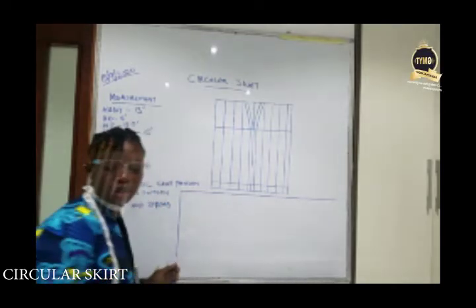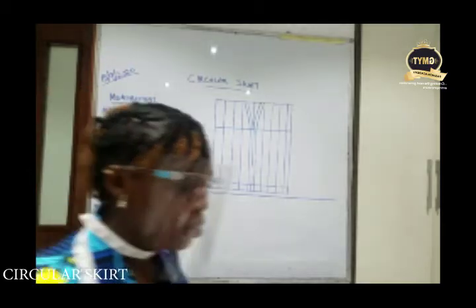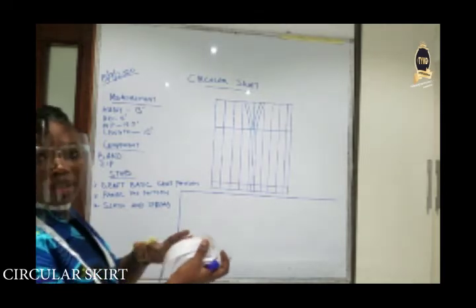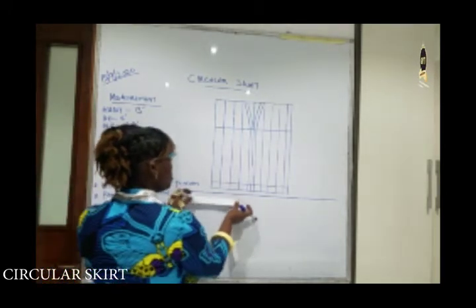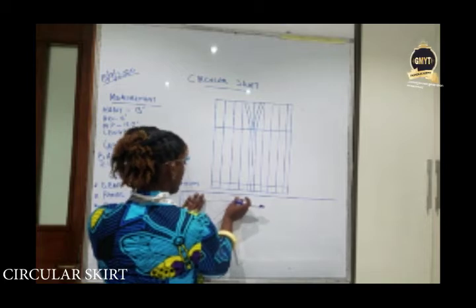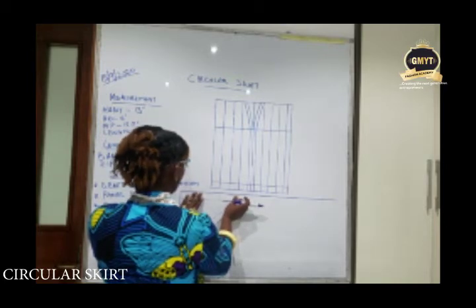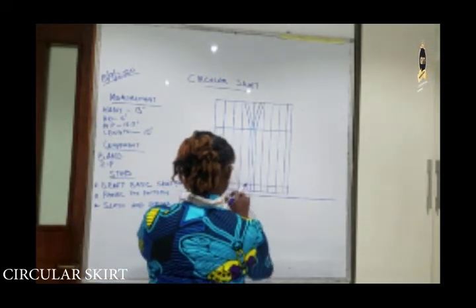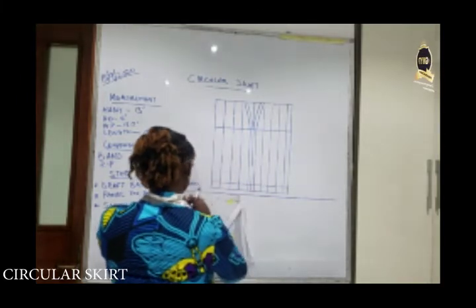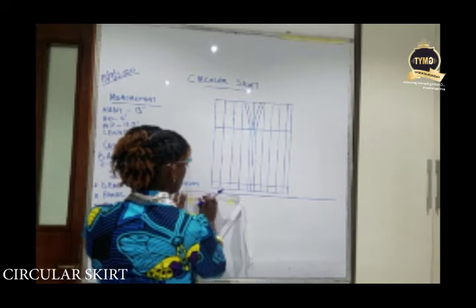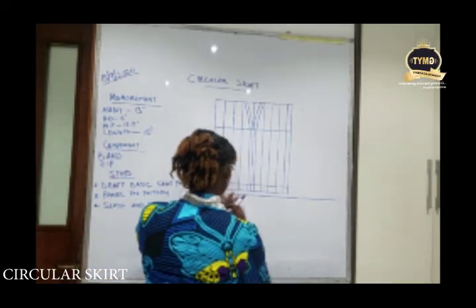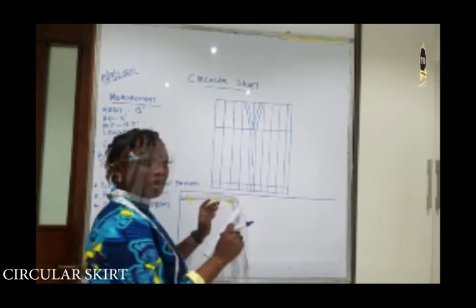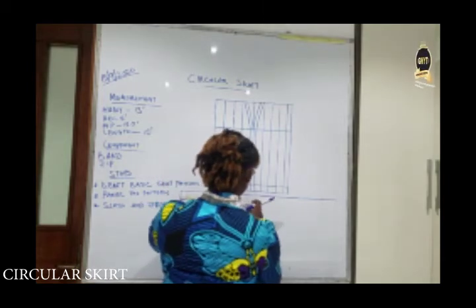So this is the edge of my pattern paper. What I'm going to do now is to place my center front here. I'm going to align it with the edge of the paper. So you take it, you secure it down with the use of your masking tape, like that. Then you start your spreading.